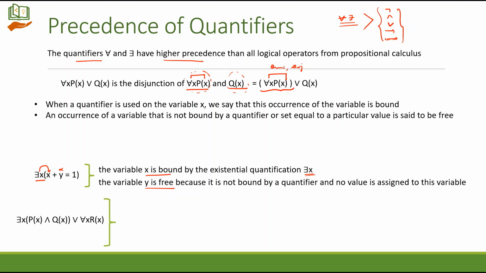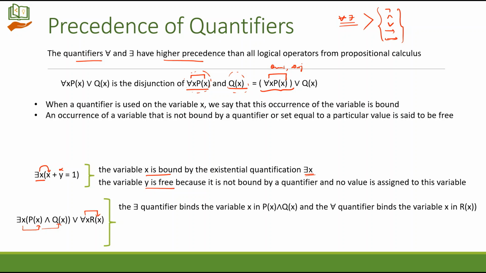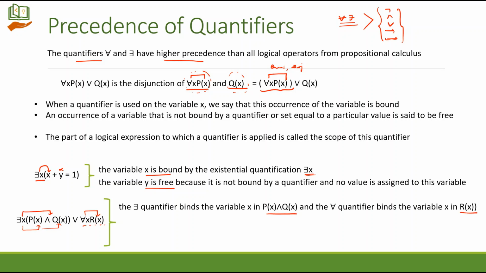Let's take another example. This particular for all x is applicable to this one, and this existential quantifier is applicable to P of x as well as Q of x. The existential quantifier binds the variable x in this conjunction expression, and the for all quantifier binds the variable x in R of x. The part of a logical expression to which a quantifier is applied is called the scope of this quantifier. For some x has the scope till this conjunction, and the universal quantifier has scope only for R of x.